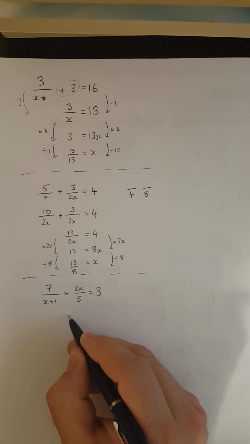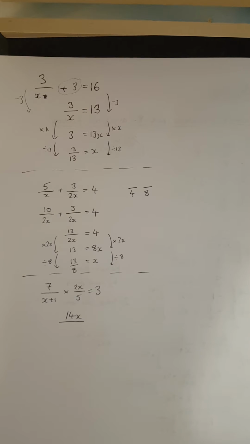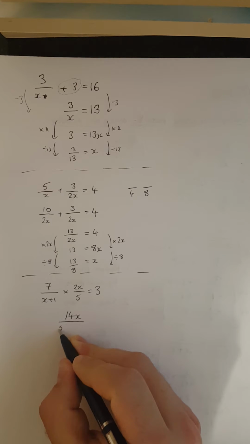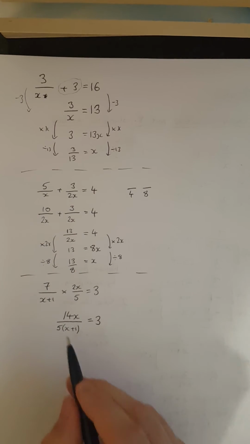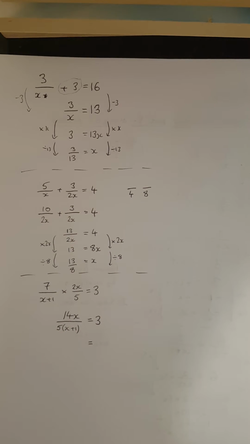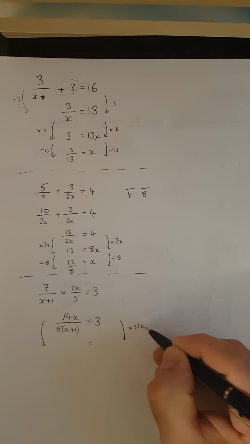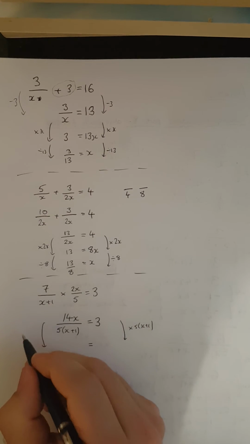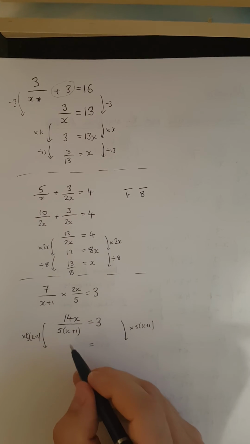7 times 2x is 14x. X plus 1 times 5. Well, that's 5 lots of x plus 1. And we always put the number at the start outside the bracket. Remember, this means multiplied. I'm now going to multiply by my denominator. Remember, keep thinking along ahead of me to try and work out what the next step is.